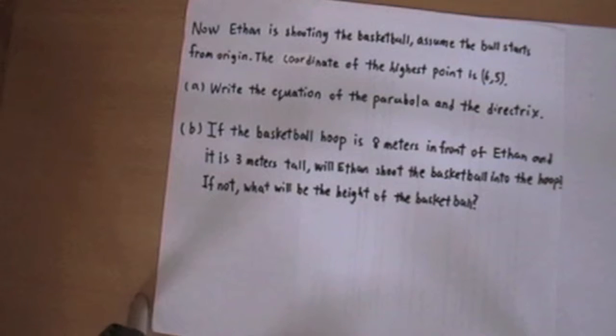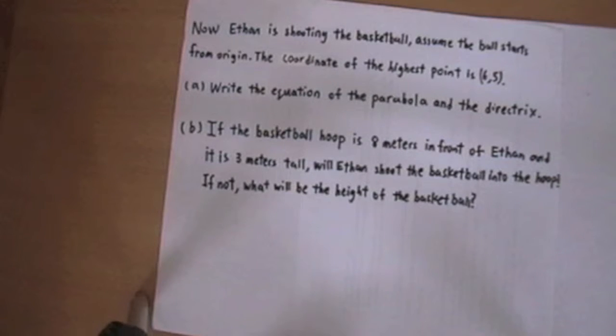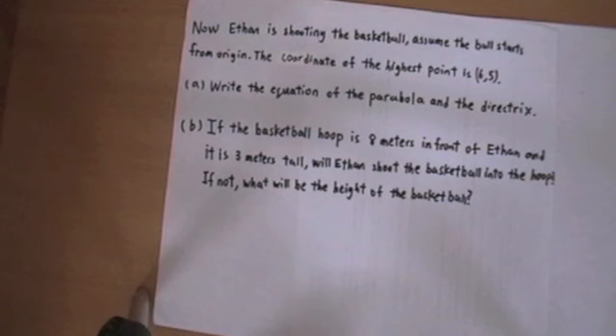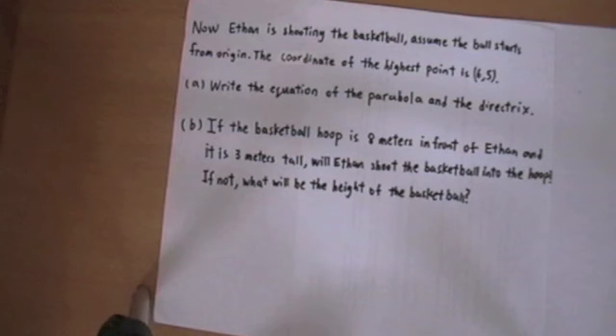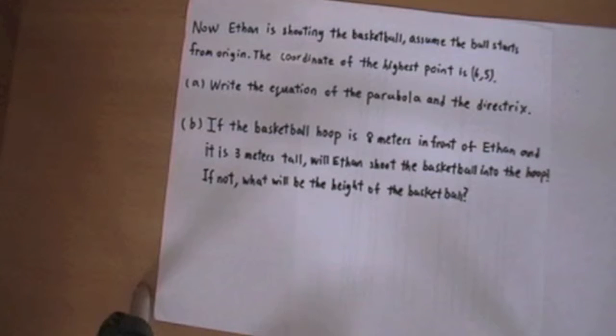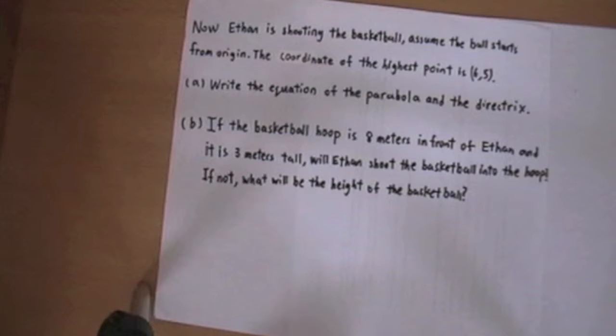Now Ethan is shooting the basketball, assuming the ball starts from the origin. The coordinate of the highest point is 6, 5. A. Write the equation of the parabola and the directrix. B. If the basketball hoop is 8 meters in front of Ethan and it is 3 meters tall, will Ethan shoot the basketball into the hoop? If not, what will be the height of the basketball?